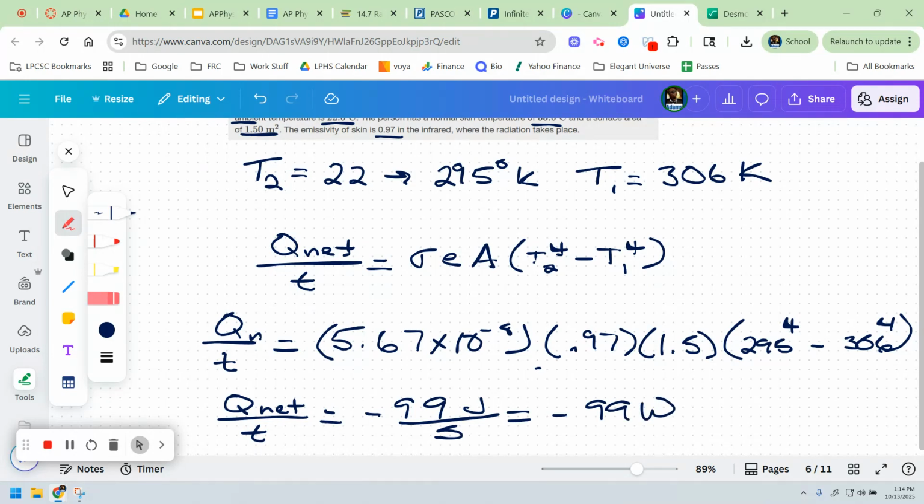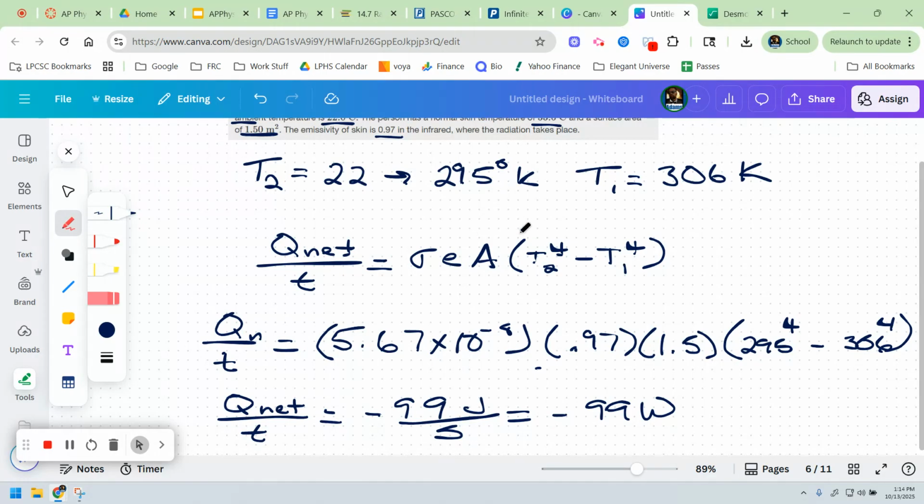Seems like a lot, but it wasn't. So that's basically it. And the negative tells you where the transfer is going, right? So the temperature of the body is warmer than the outside surroundings.